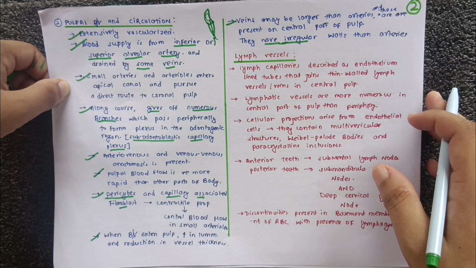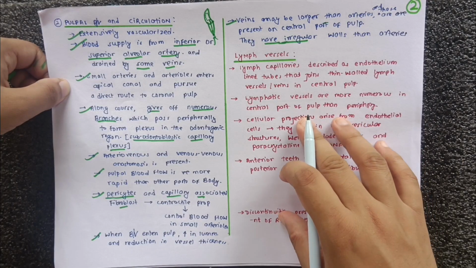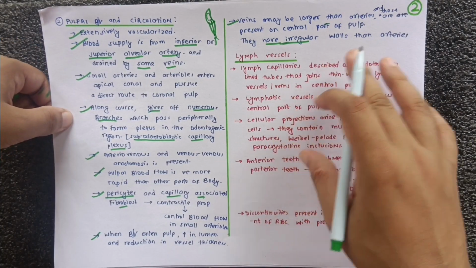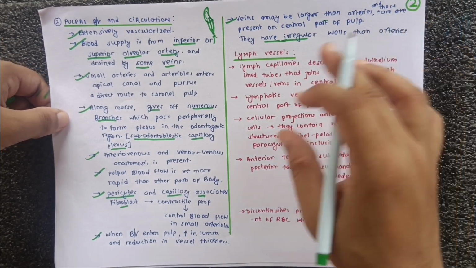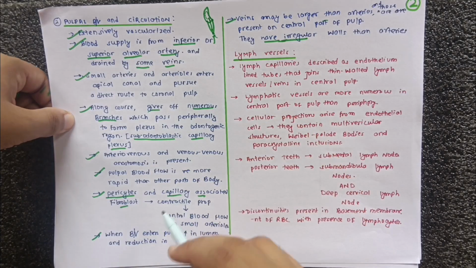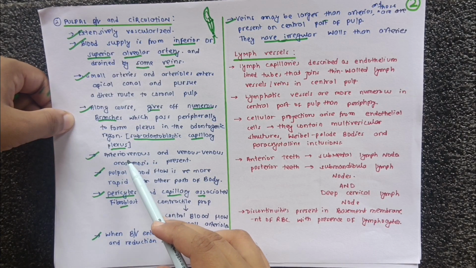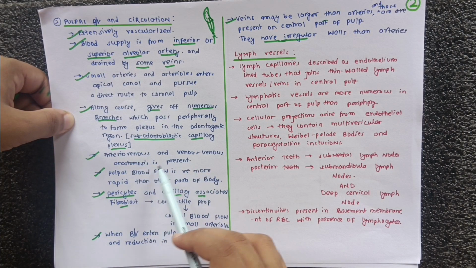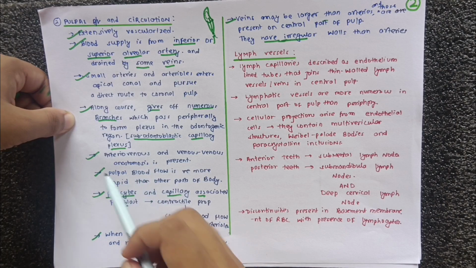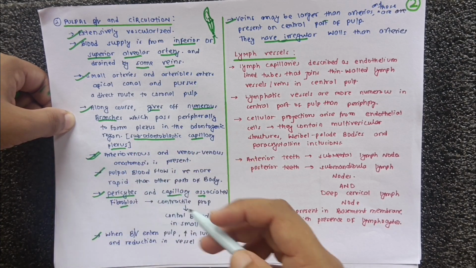So the odontoblastic zone is the most peripheral zone of the pulp. I think you are familiar with that. After that, in the next point, arteriovenous and venous anastomosis is present there. So it is sure that there will be anastomosis.